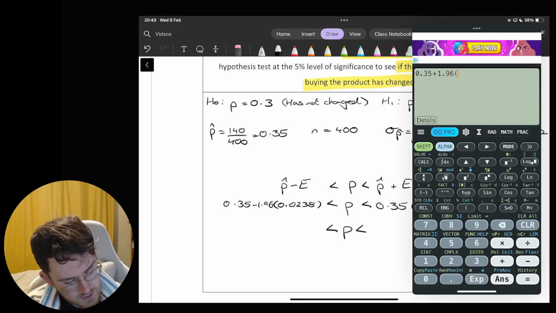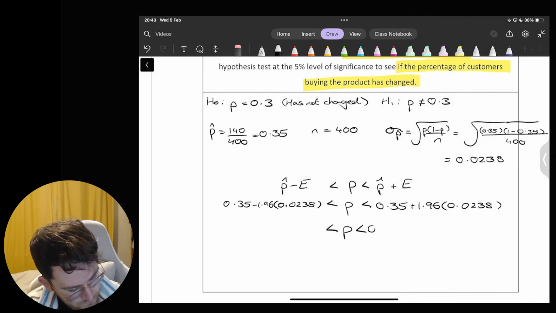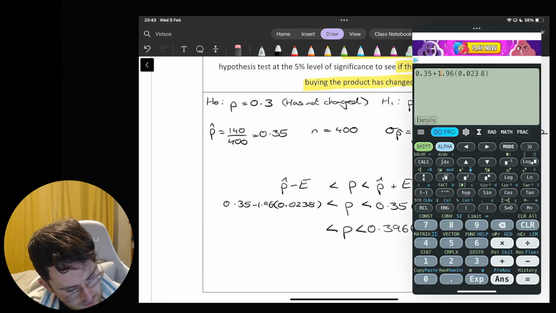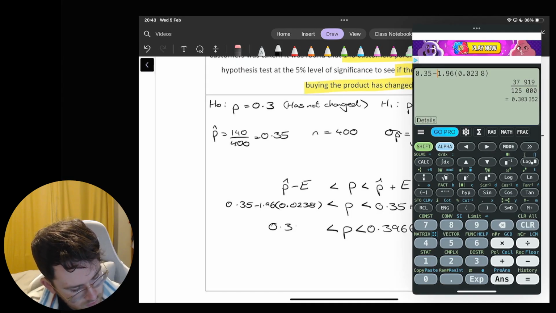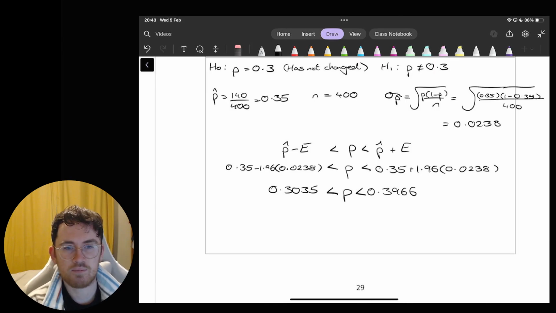0.35 plus 1.96 times 0.0238 is 0.3966. And subtracting for the other side of the interval as well gives me 0.3035. So we are basically saying that we think the true value for P is between 0.3035 and 0.3966.